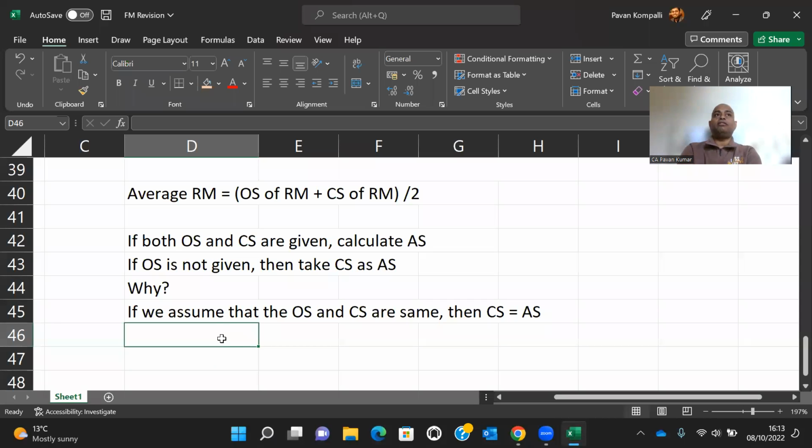Now a student will ask in one question, they said average, but they took a closing stock. Why, Pavan sir? The person who wrote this solution is an idiot, Pavan sir. He does not have a brain. No, it is not that he does not have a brain. It is that he has a brain. He assumed that opening stock and closing stock are the same. That is the reason he knows that closing stock and average stock are the same. But the problem is he did not tell you that this is what he assumed.